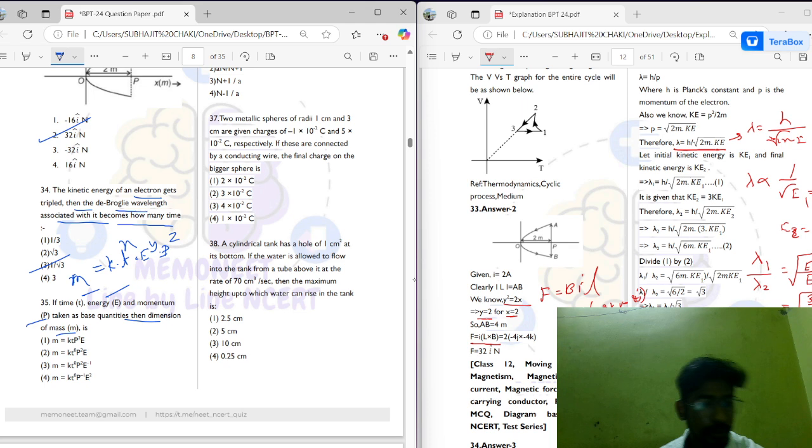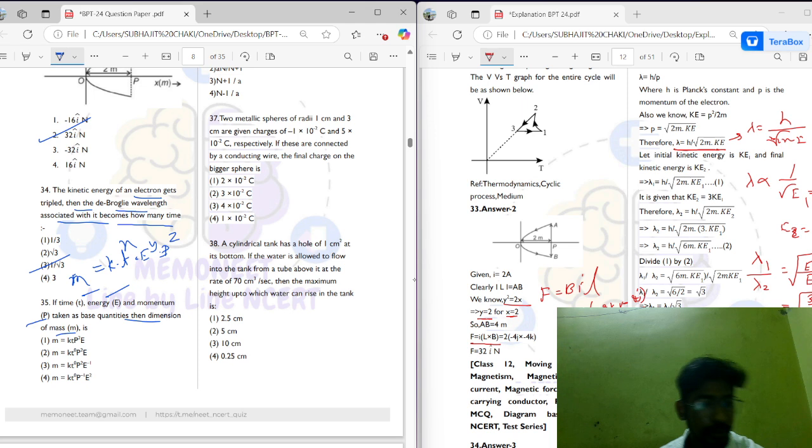P means m into V, that means it will be equal to m to the power z, L to the power z, T to the power minus z. That means m L naught T naught equals m to the power y plus z, L to the power 2y plus z, and T to the power x minus 2y minus z. Okay, this is our thing.